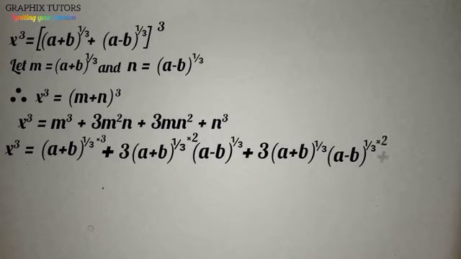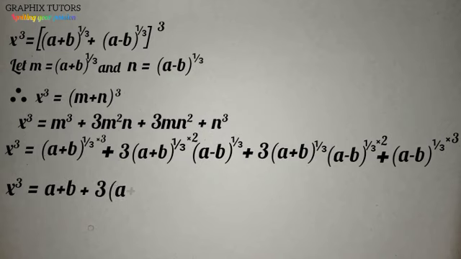So plus the last value there, which is n cubed, will be (a - b)^(1/3). Then the n has a cube, so multiply by 3. Now, if you do the needful, my s cubed will now be equal to 1/3 times 3, which is what? Is 1. So n raised to power 1 is that thing, so we have a + b. Plus 3 multiplied by (a + b) raised to power what? 2/3, because 1/3 times 2 will give us 2/3.